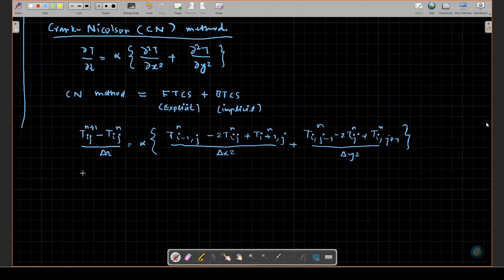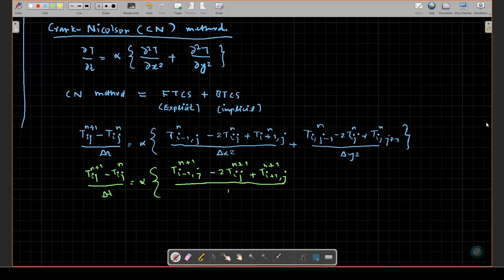Similarly, we can have the BTCS: Tij n plus 1 minus Tij n, over delta t, is equal to alpha times T i minus 1 comma j minus 2 Tij plus T i plus 1 comma j, all at n plus 1, over delta x square, plus T i j minus 1 minus 2 Tij plus T i j plus 1, all at n plus 1, over delta y square.